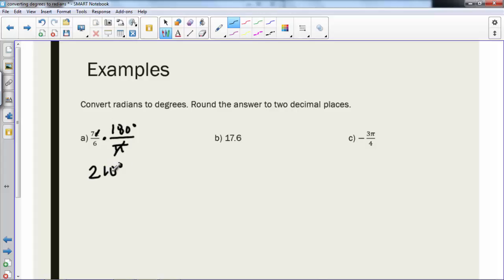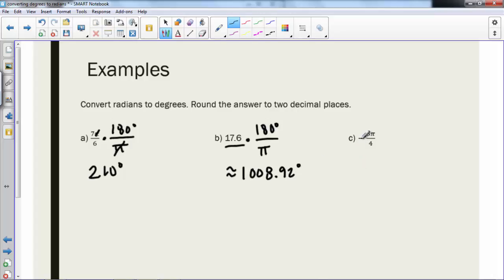But this really comes in handy when we have something like the following example, 17.6. Clearly, I cannot look at the unit circle in order to obtain the degree. Note that if no unit is given for the angle, like this one, then assume that it's in radians. So here we're going to need to use the same conversion, 180 degrees over pi. When I put this in my calculator, I get approximately 1008.92 degrees.